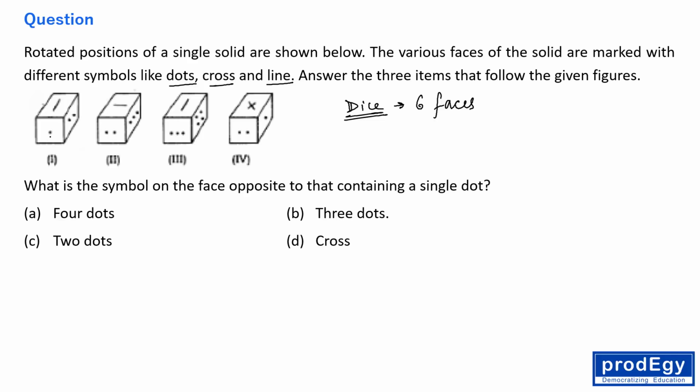So it has 1 dot, it has 2 dots, it has 3 dots, it has 4 dots. It means 1 dot, 2 dot, 3 dot, 4 dot, after that cross, and after that line. So these are the 6 faces of the given dice whose 4 positions are given over here.